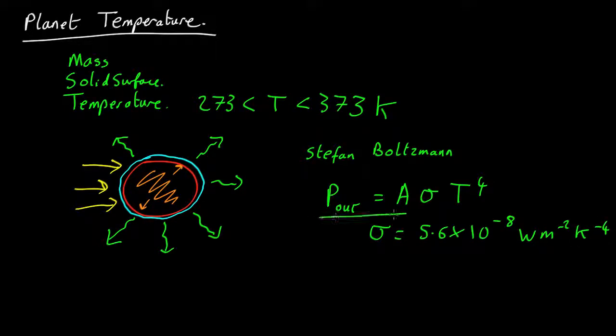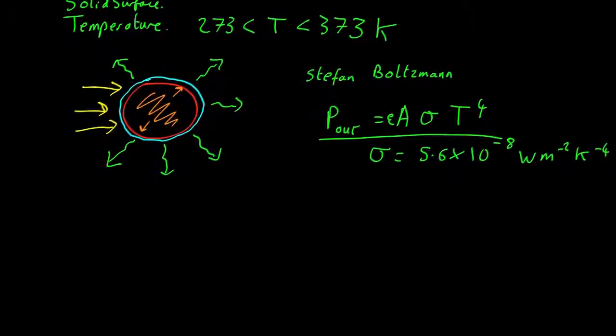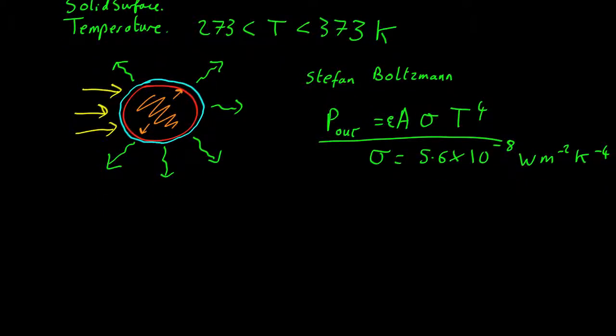Now, this assumes something is actually jet black. If something is not jet black, and most things aren't, there'll be an extra constant in here which reduces the amount of radiation coming out. But for the moment, just assume that constant equals 1. Crude approximation. So that's the heat going out, which depends on the temperature.